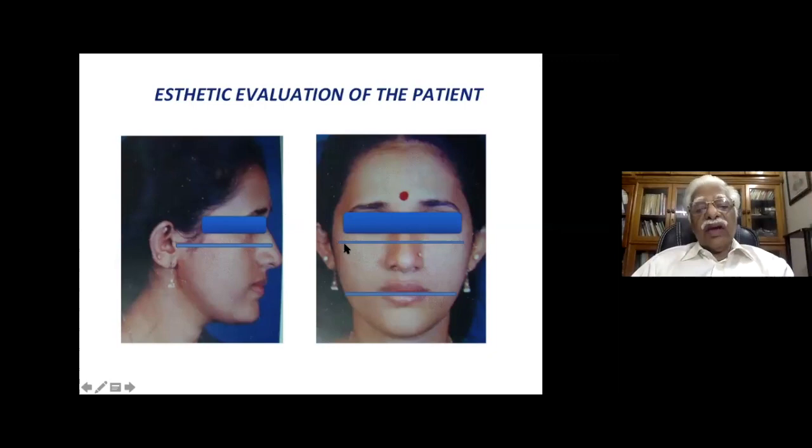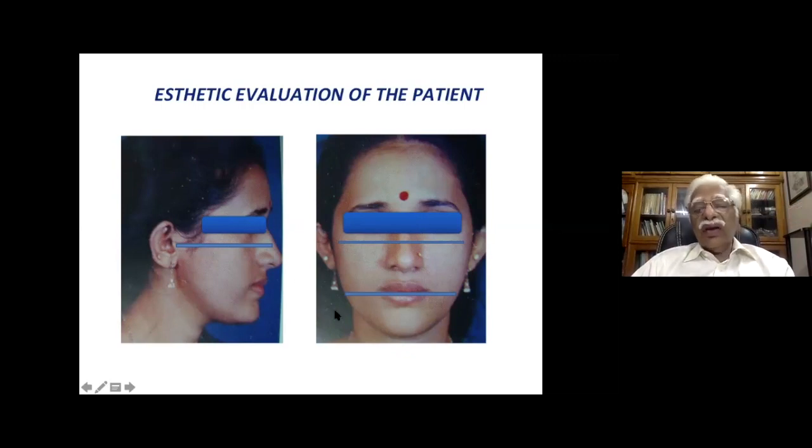Coming to the aesthetic evaluation, that is more important for them. That is what I am going to explain here. Aesthetic evaluation of the patient. Usually the line which is taken is the Frankfurt horizontal plane. Cephalometric analysis, we'll have another lecture later, so I'm not going to talk about it right now. It is the clinical evaluation that is more important right now.